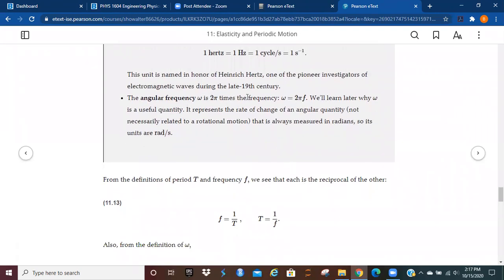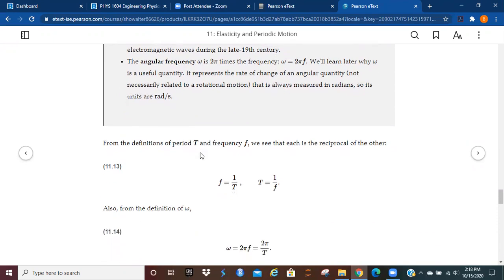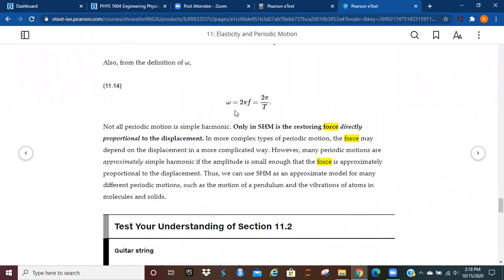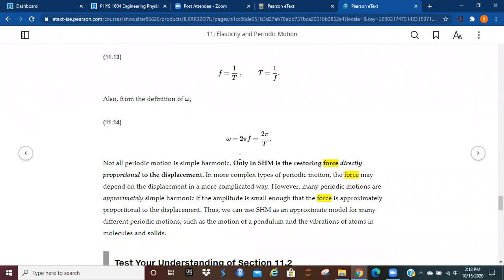The angular frequency is going to be 2 pi times the frequency. So the angular frequency is 2 pi f. And we're going to learn later why that's a useful quantity. It represents the change of an angular quantity, not necessarily related to rotational motion, that is always measured in radians. So it's going to be radians per second. So again, the frequency is going to be 1 over the period, or the period is 1 over the frequency. And your angular frequency is going to be 2 pi times the frequency, or 2 pi over the period.